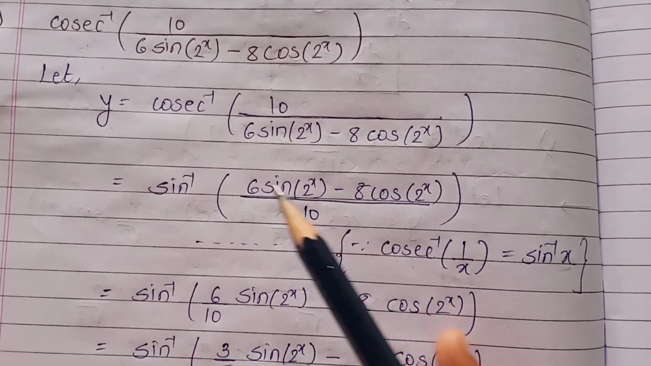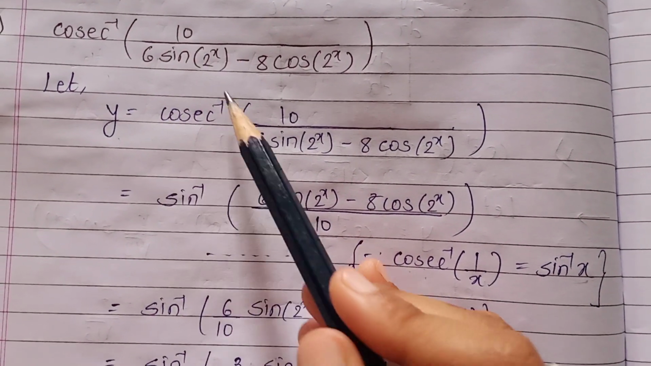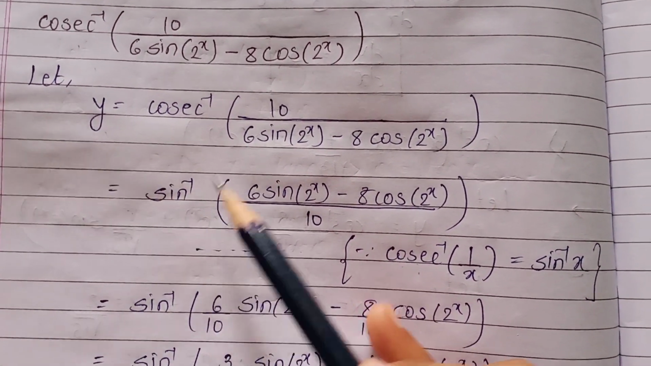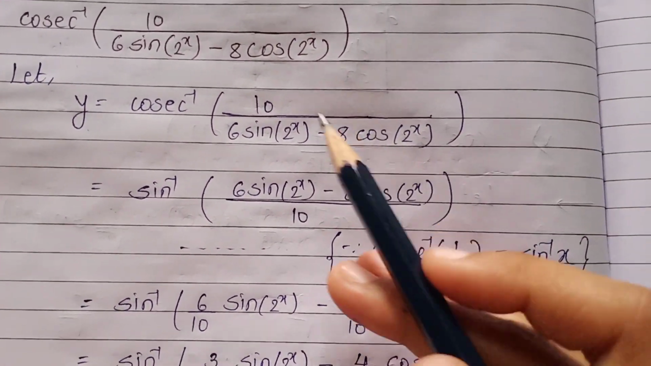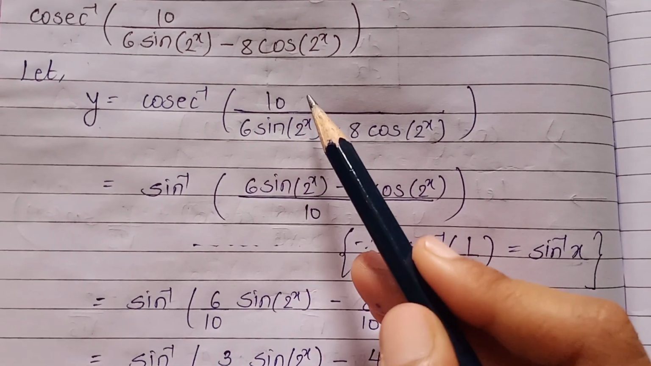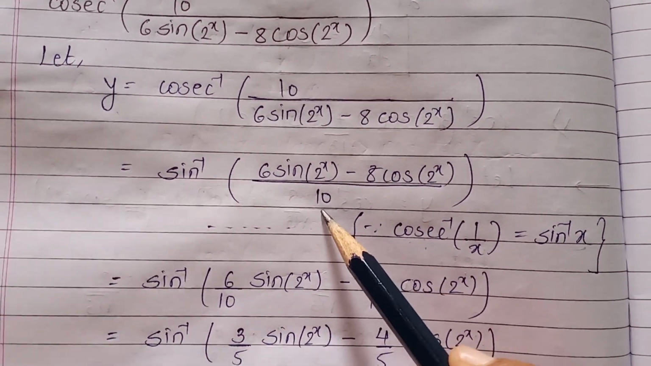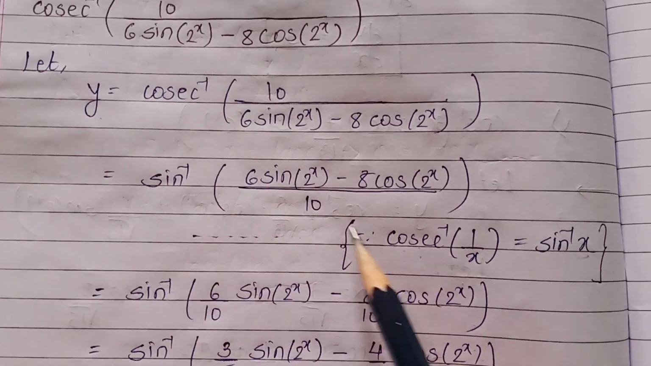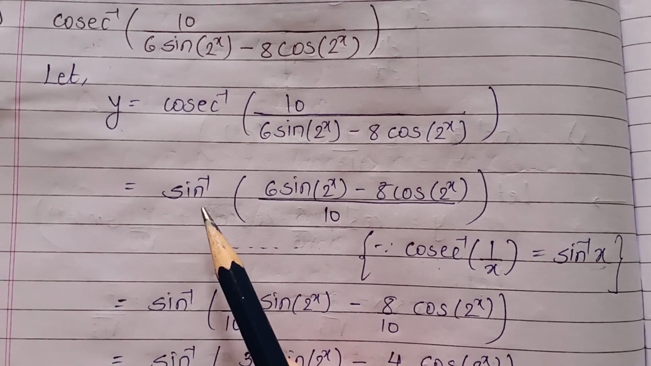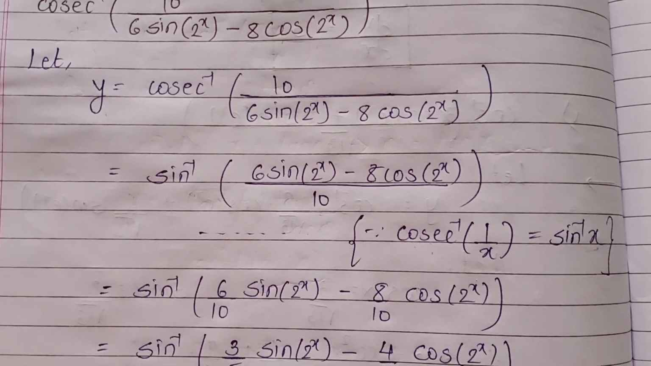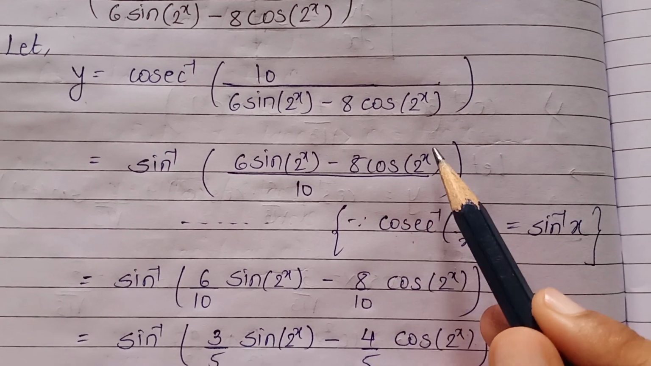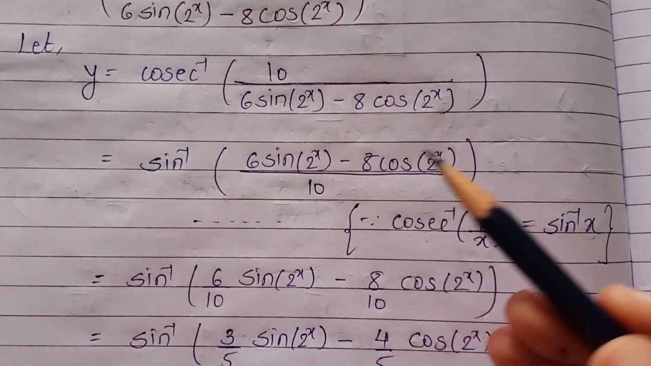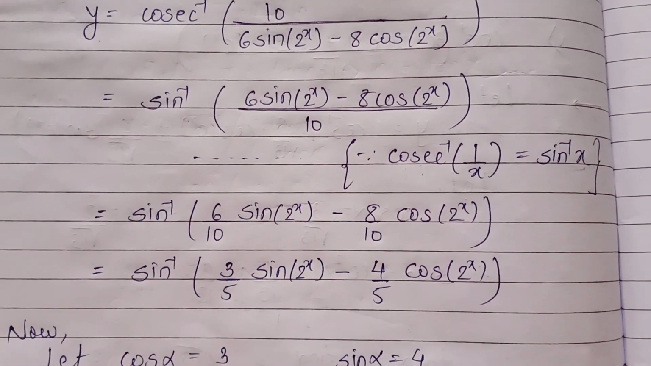Now using this relation, this cosec inverse will be converted into sin inverse, and along with that the inner bracket will be reversed. This denominator will come as numerator and this 10 will come as denominator. So after using this relation, our step will be sin inverse of (6 sin of 2 raised to x minus 8 cos of 2 raised to x) upon 10. Now we got our regular step.